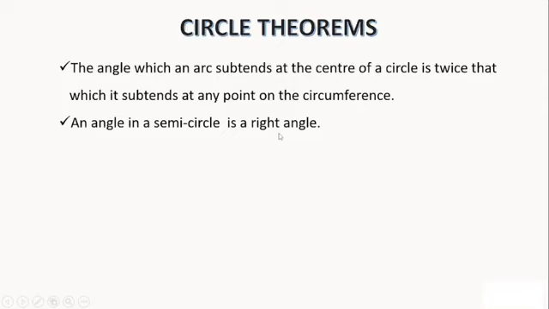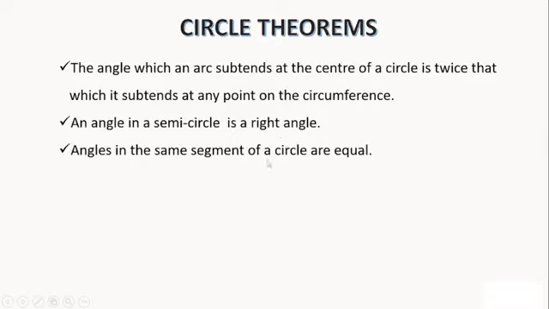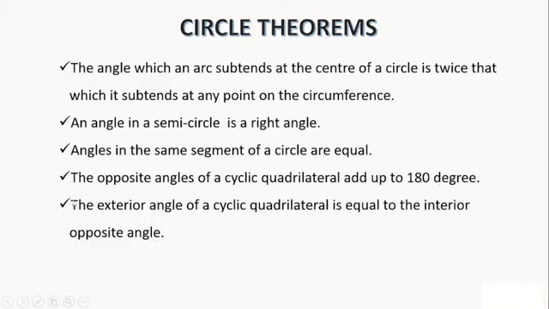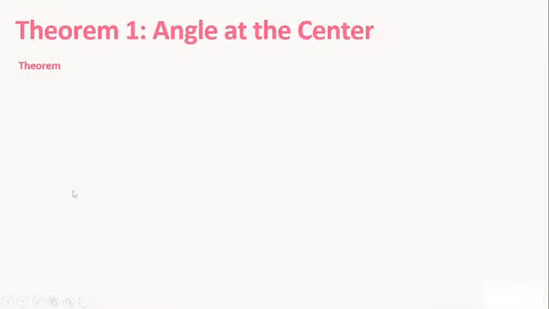I'll show you diagrams for these circle theorems. Another theorem we're going to look at is that angles in the same segment of a circle are equal. Okay, angles in the same segment of a circle are equal. Another property is that the opposite angles of a cyclic quadrilateral add up to 180 degrees. Another circle theorem is that the exterior angle of a cyclic quadrilateral is equal to the interior opposite angle. Very important to take note of these circle theorems, okay? Very, very important.